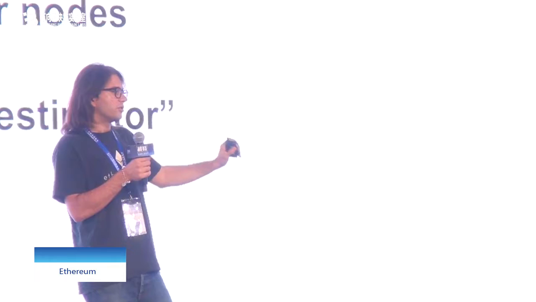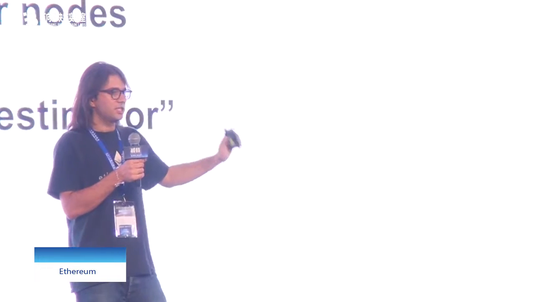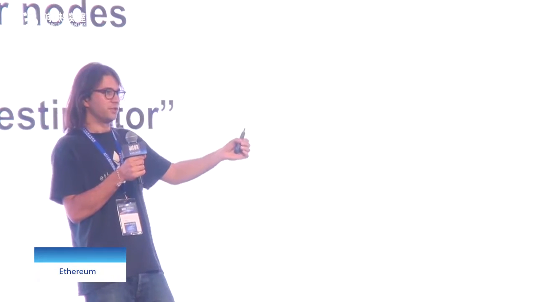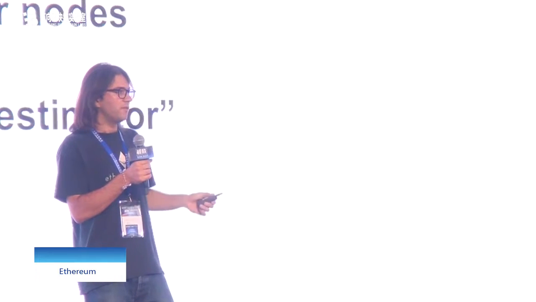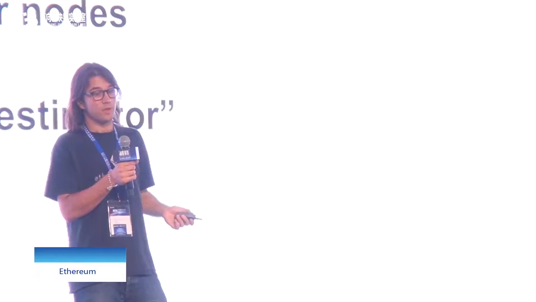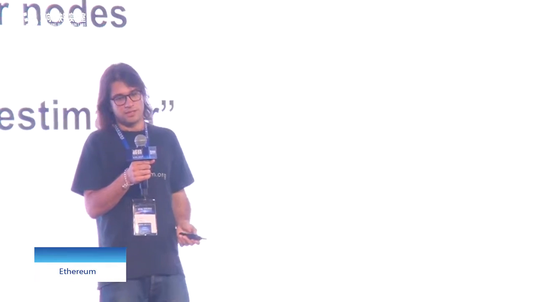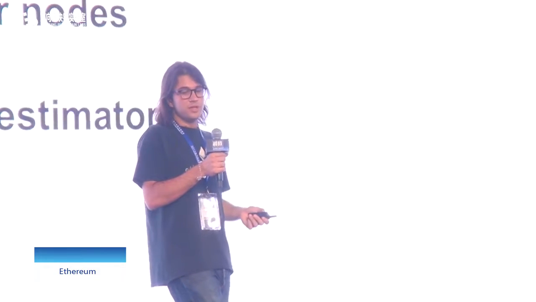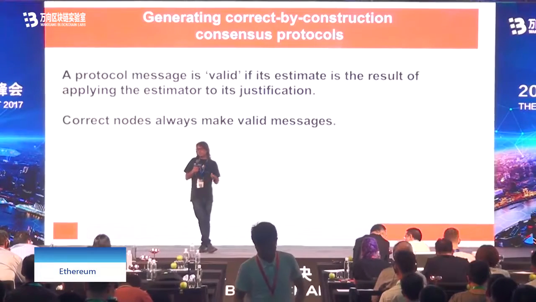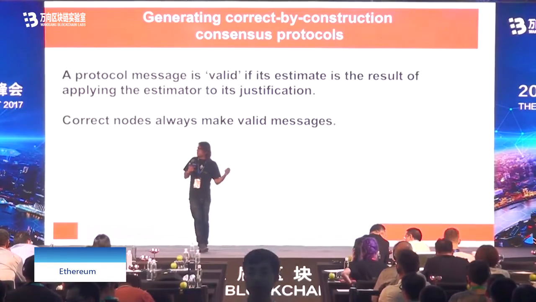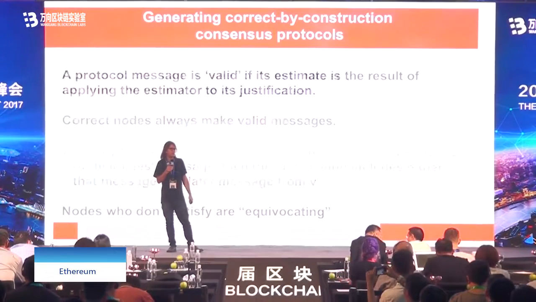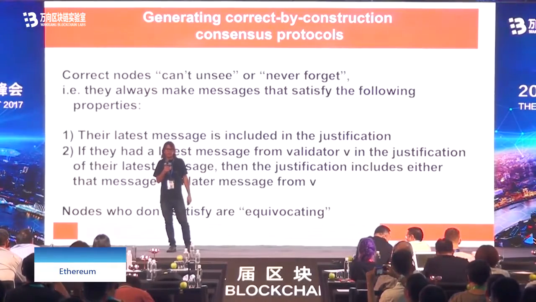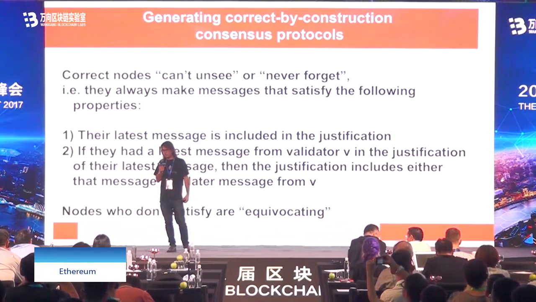Finally, all the protocols that I've specified, the estimator, which is this kind of deterministic function of sets of messages, are only a function of the latest messages that they've received from other validators, and a function of the weights. A protocol message is valid if the estimate is the estimator of the justification, and only Byzantine nodes would ever make invalid messages.